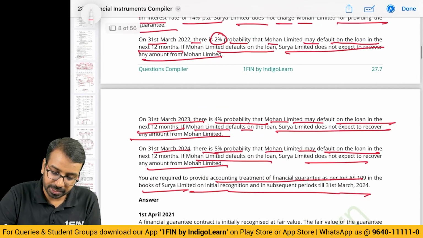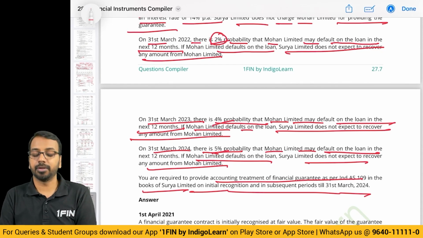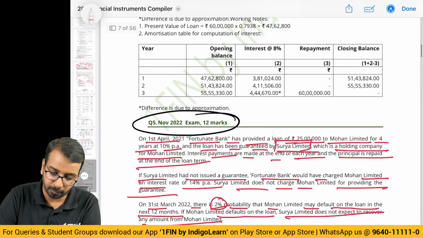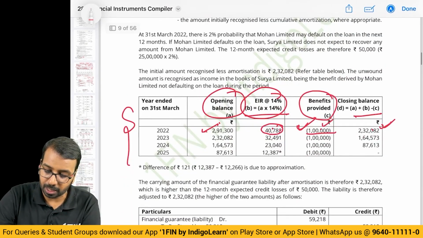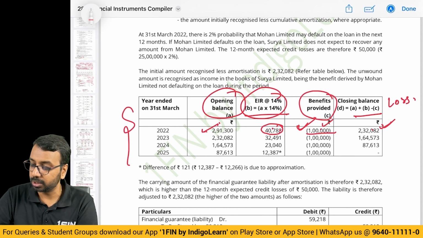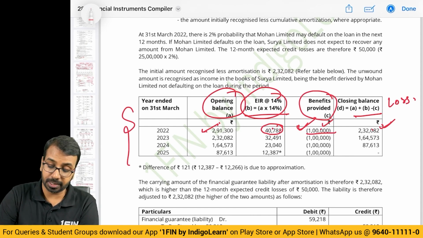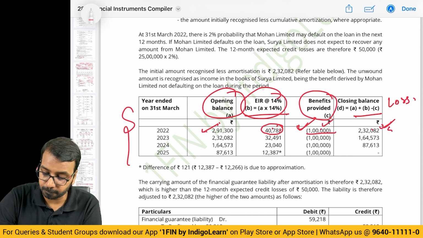Now, here what they have said is there is a 2% probability of default, 4% probability of default, 5% probability of default. What is this 2% probability of default? The loan is 25 lakhs. Now what is the loss if at all it is defaulted? 25 lakhs into 2%, that is 50,000.